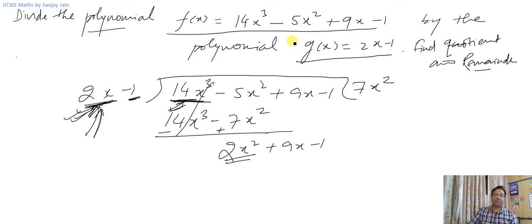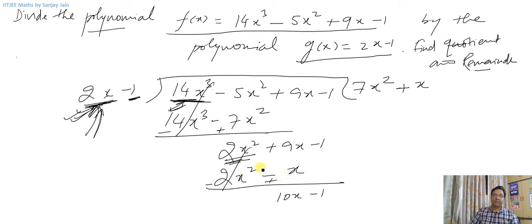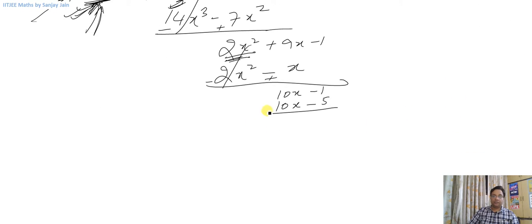What do I multiply this term with to obtain 2x square? Obviously plus x. So it will become 2x square minus x. Now I subtract. So this term will get cancelled and this will become 10x minus 1. Now what do I multiply this 2x with to get 10x? Obviously 5. So I'll multiply it with 5. So this will give me 10x minus 5. Now the subtraction part. So this will get cancelled and 5 minus 1, 4 will be the remainder.